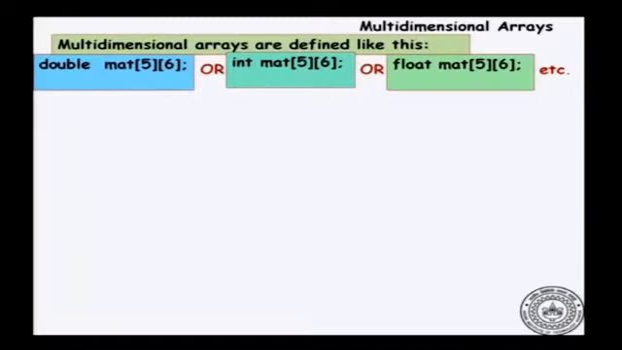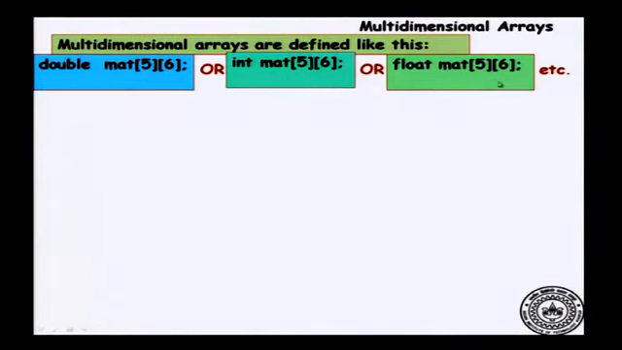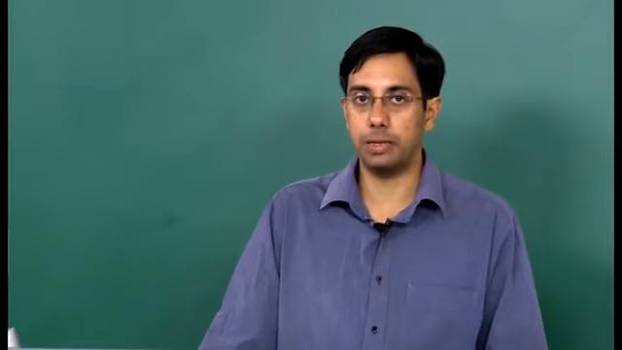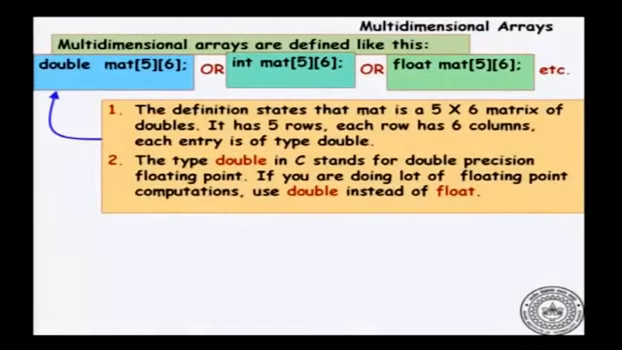So, multidimensional arrays can be defined similar to the following. You can say double mat[5][6] or int mat[5][6] or float mat[5][6]. This is similar to the mathematical notation of multidimensional arrays or matrices. So, let us look at the first example.